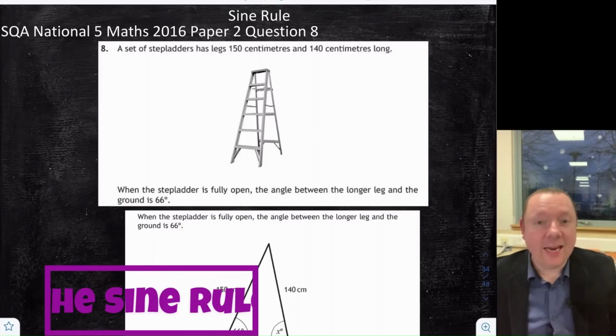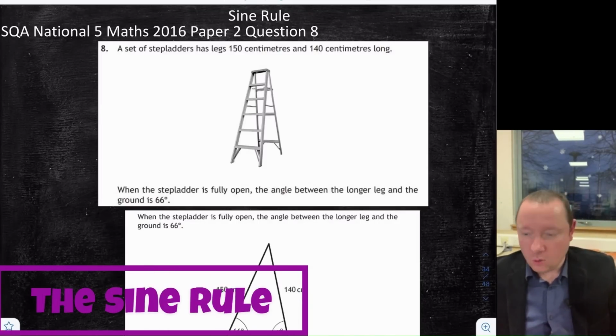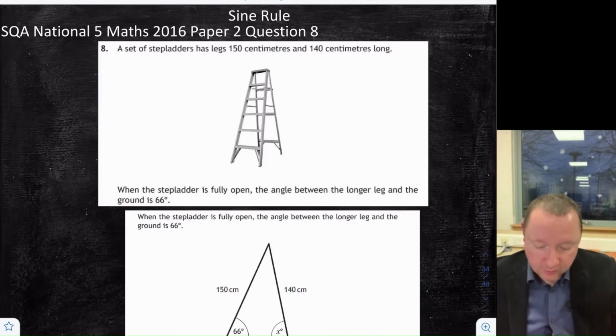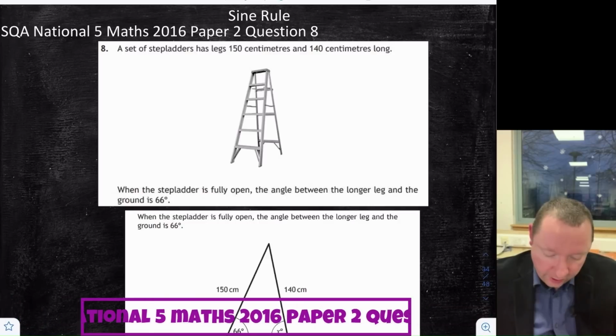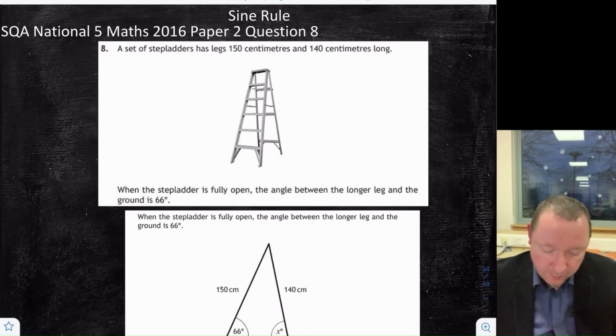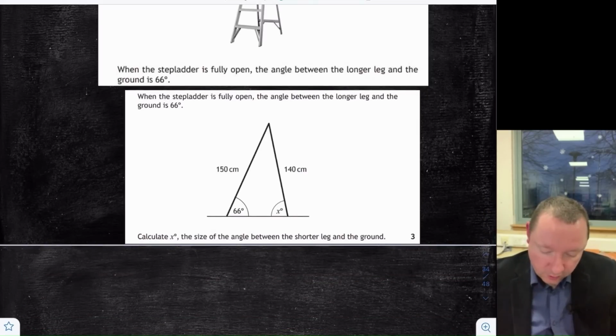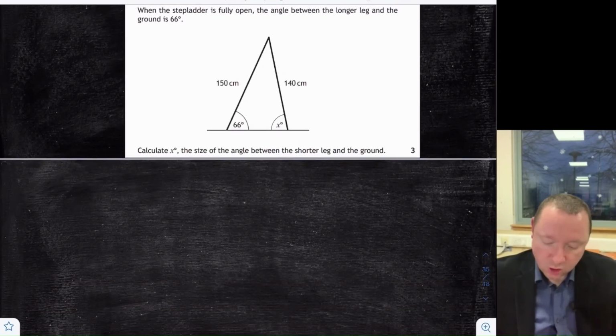Looking at the sine rule first of all. So we're going to look at a few National 5 questions and get into it straight away. A set of step ladders has legs 150 by 140, SQA National 5 Maths 2016, paper 2, question 8. When the step ladder is fully open, the angle between the longer leg and the ground is 66. Calculate the angle X, which is shown here. So we really don't need this picture.